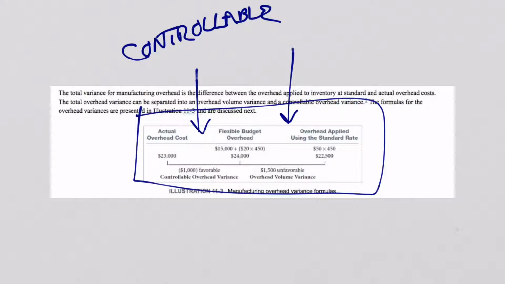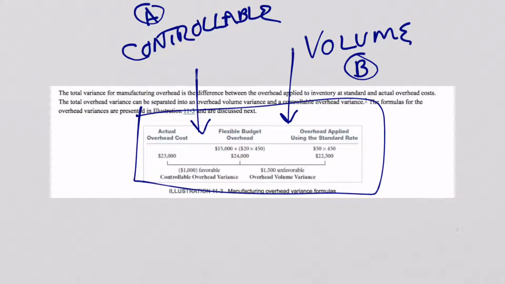If we were, let's say, given a problem where they told you what the total overhead variance was, and they told you what the volume variance was, and then they asked you, what is the controllable variance? You might sit there scratching your head, thinking, how am I supposed to know that? Well, A and B here, A plus B, is the total overhead variance.